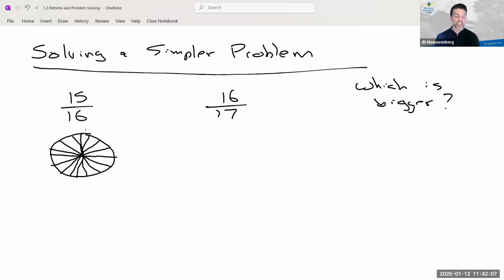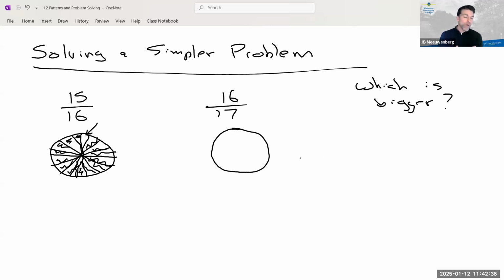15/16ths, we'd have to shade 15 of these, right? So I'm shading all of these but one. This is what 15/16ths would look like, that much of the circle. We would leave one section unshaded. Well, if I have to do that with 17, 17 is a lot harder to draw, cutting up into 17 equal sections. So, is there another way we could do this?